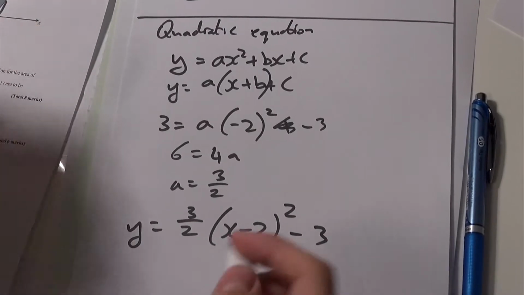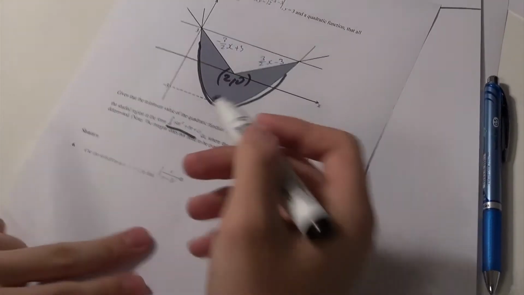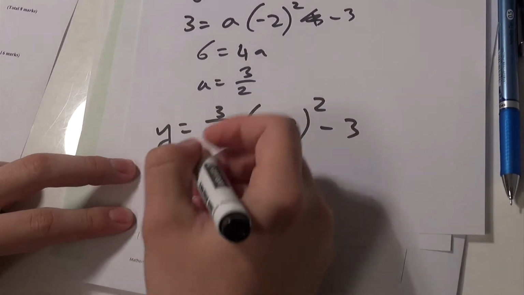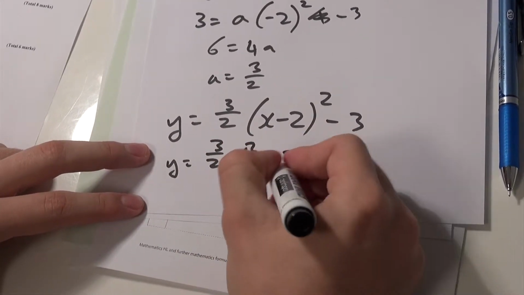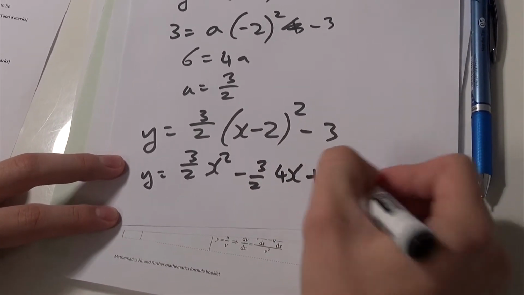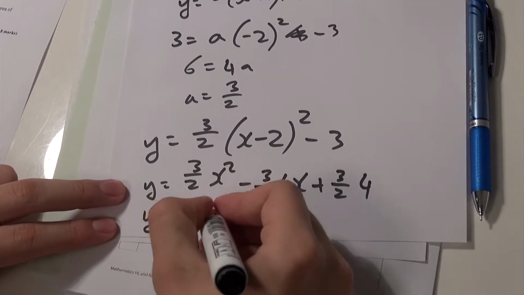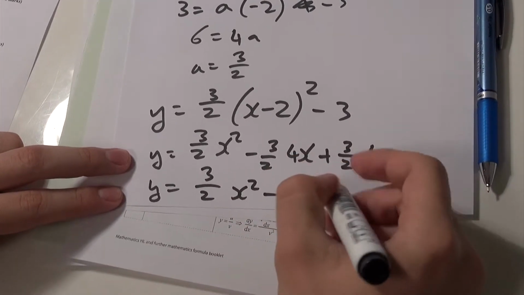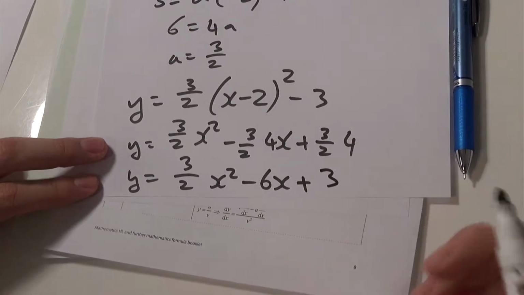The x minus 2. And now, so this is going to be easier for the integration to get into the form that is necessary. It's going to be easier if I multiply this out. So it's going to be y is equal to 3/2 x squared minus 3/2 4x plus 3/2 4. That is the same as y is equal to 3/2 x squared minus 6x plus 6 minus 3, which is plus 3.